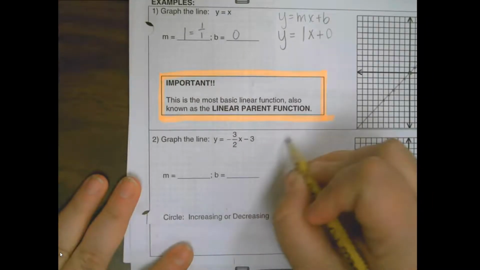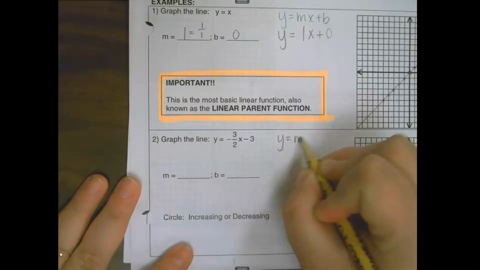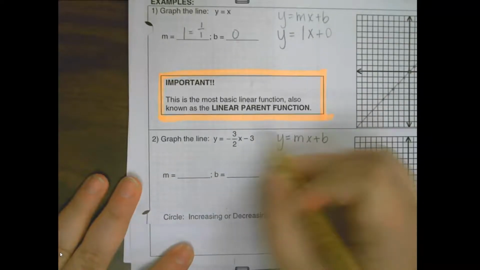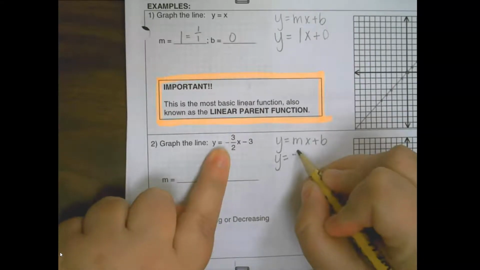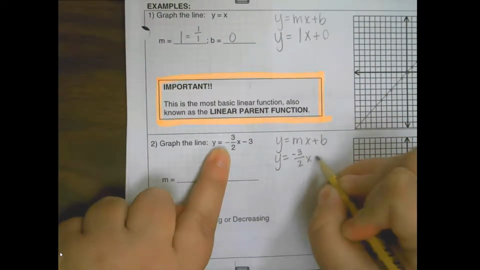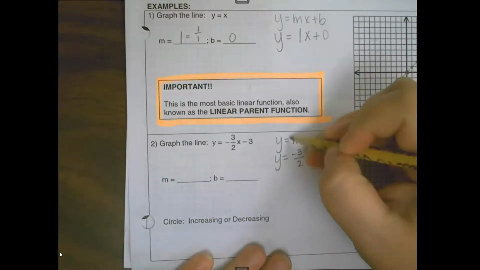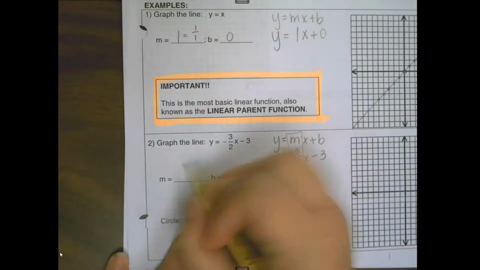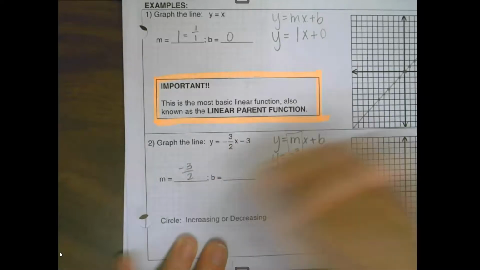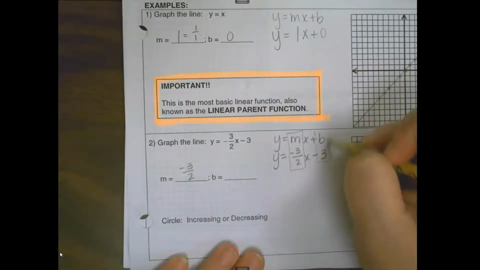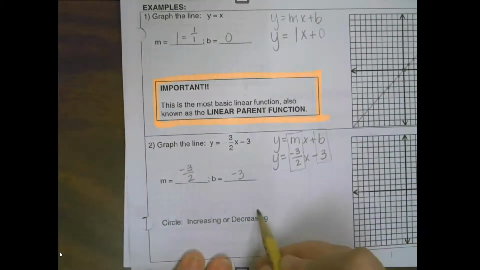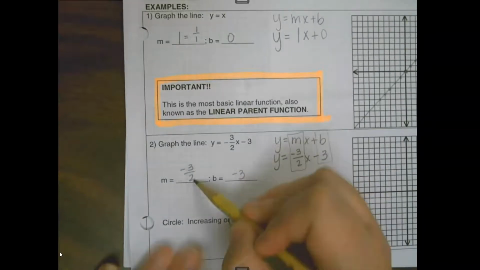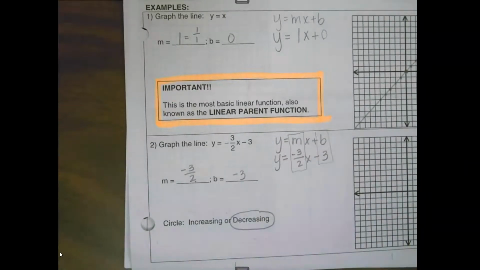So our graph is in the form y equals mx plus b. So we have y equals negative 3/2 x minus 3. So my m is the negative 3/2. The b is the negative 3. I can tell you now it's going to be decreasing because my slope is a negative slope, which means it's going to be going down. So we're going to start at negative 3.